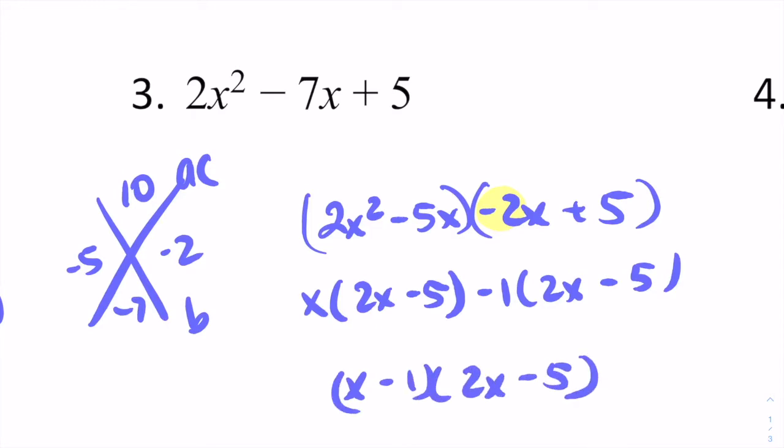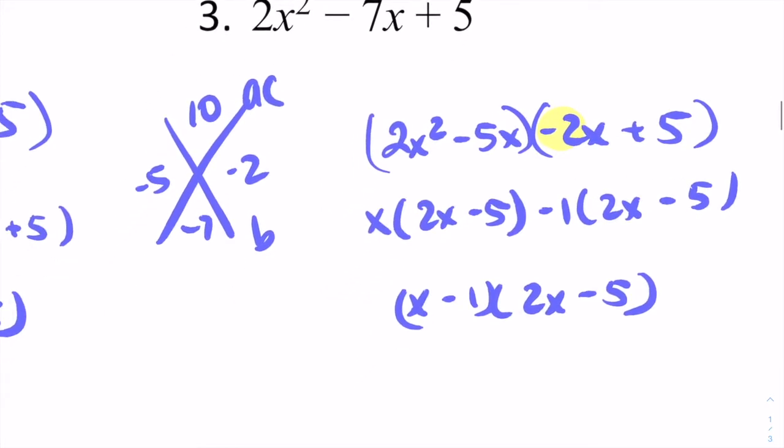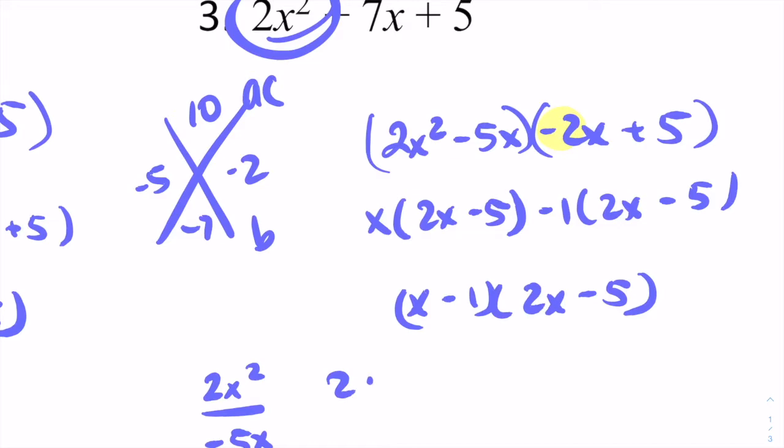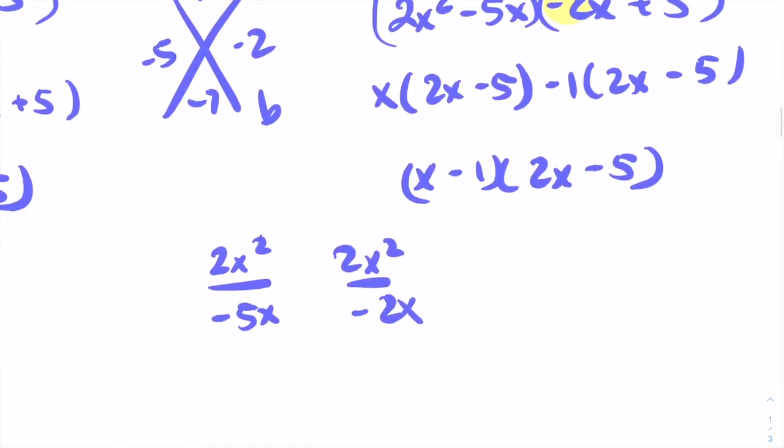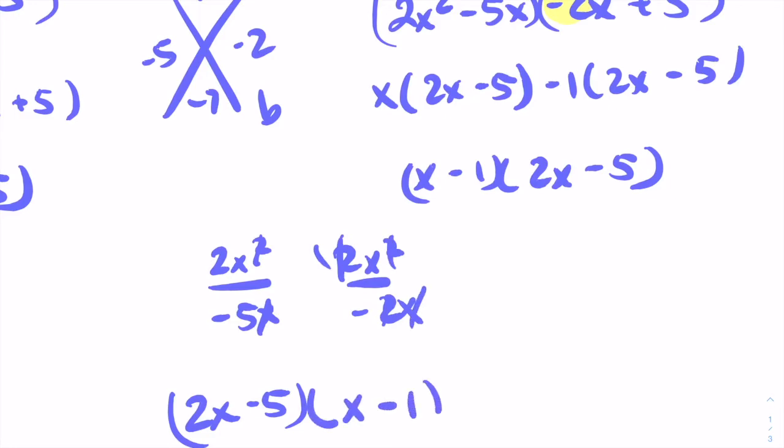Okay, this will still work for the shortcut method. I'll show you guys as well. Remember, if you're doing the shortcut method, you focus on this 2x squared. So you have 2x squared over negative 5x, 2x squared over negative 2x, and you simplify that. These go away, so you have 2x minus 5 is your first one. This becomes 1 and negative 1. This goes away, and you get x minus 1. So you end up with the same thing. But if you're like, whoa, that shortcut isn't for me, then you don't have to.